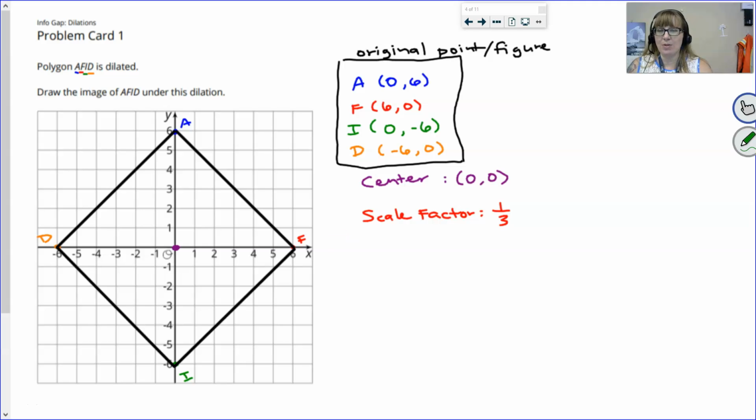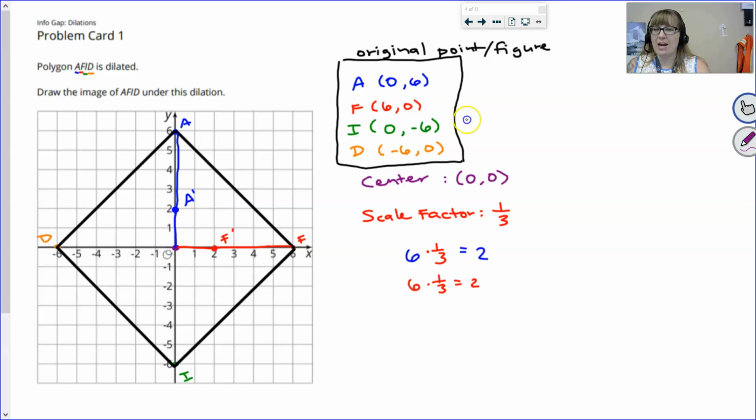And I can see when I'm looking at A, from the center of dilation it is 1, 2, 3, 4, 5, 6 away. So 6 with a scale factor of 1/3 tells me that the distance is now going to be 2. So I'm going to be going in that same direction, but I'm only going to go 2 away, and there is my A prime. Continue on until you have completed this dilation. F has a distance of 6 away, but with that scale factor of 1/3, 6 times 1/3 is also 2, and so instead of going 6 away, I'm only going to be going just 2 away from that center. There's F prime.